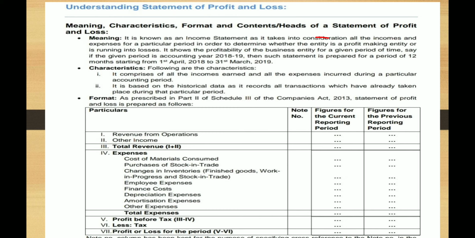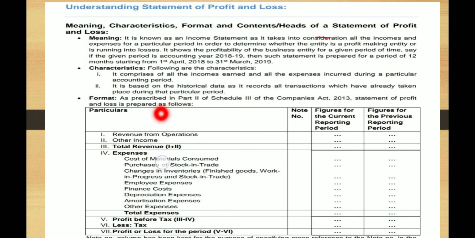Okay? So what are the characteristics? It comprises all the incomes earned and all the expenses incurred during the particular accounting period. You have to pay attention to this: in a particular accounting period. It is based on the historical data, previous data, as it records all the transactions which have already taken place during the particular period. Because it is made at the end of the accounting period, it has historical data.